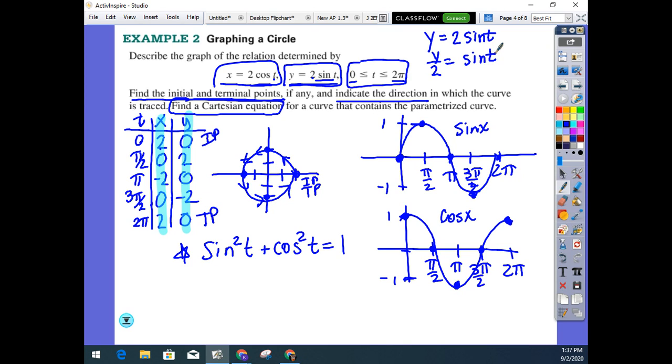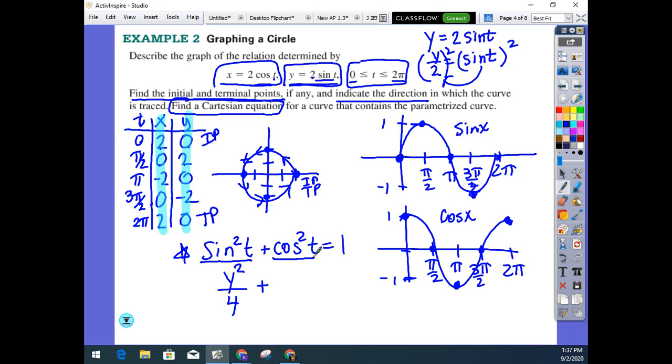And then what do I do to get sine squared? I'm going to square both sides. And remember, when you square sine t quantity squared, that's the same thing as sine squared t. That means the same thing. So I can replace sine squared t with what it equals. And I'm going to go ahead and just make that y squared over 4.